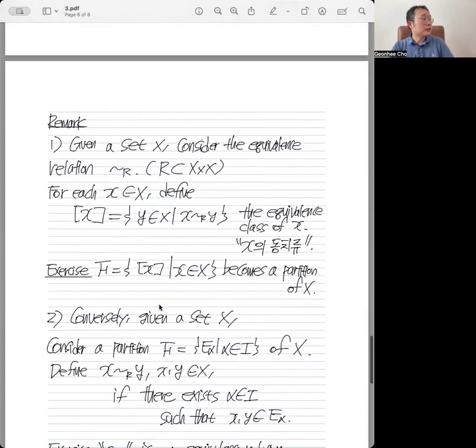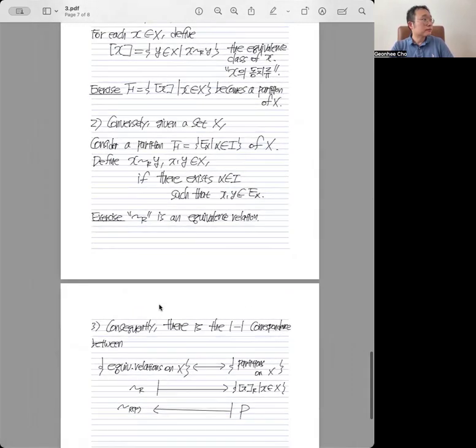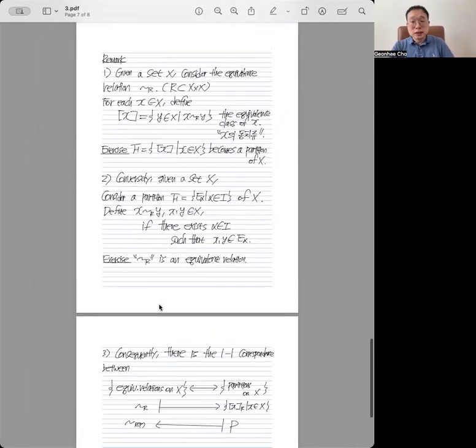And in the final stage, we reach the key conclusion. Equivalence relations and partitions contain the same information. If we have an equivalence relation, its equivalence classes partition the set. Conversely, if we have a partition, we can define an equivalence relation by saying that two elements are related when they belong to the same piece.